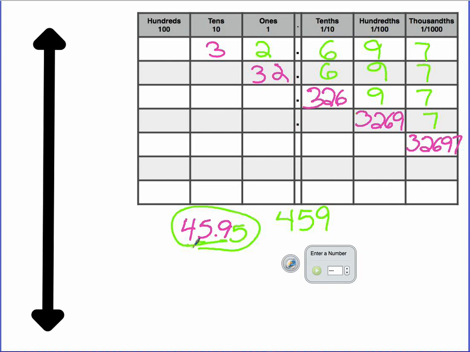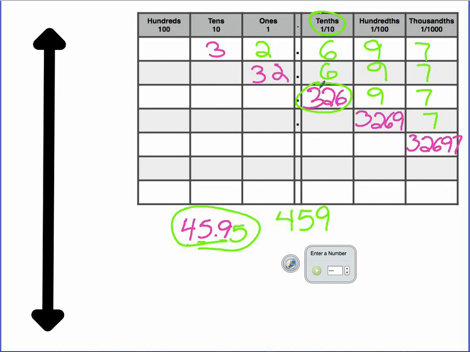Okay, so we're rounding to the nearest tenth. Which column am I going to go to? I'm going to the tenths place. And which number am I looking at in the tenths place? I'm going to look at my bottom number, which is 326.